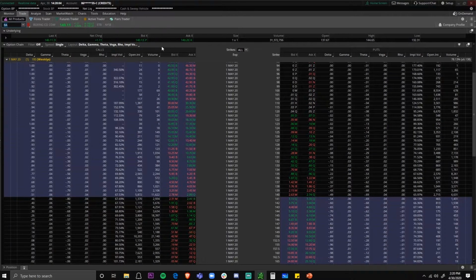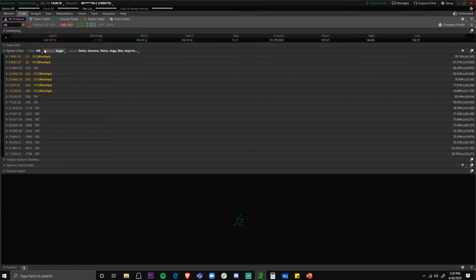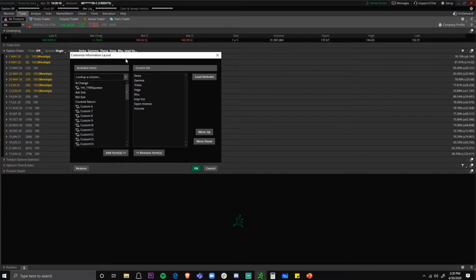So that's the layout for your options: delta, gamma, theta. Once again, how do you get to this? It's right here up in the layout. Change it. You can delete it, customize. Matter of fact, here's the list for you guys. Customize information layout. You have delta, gamma, theta, vega, rho, implied volatility, open interest, and volume.